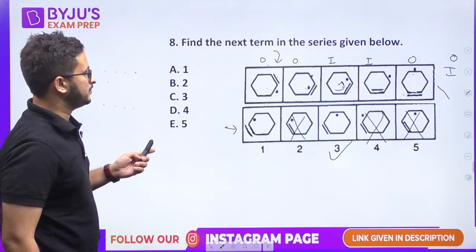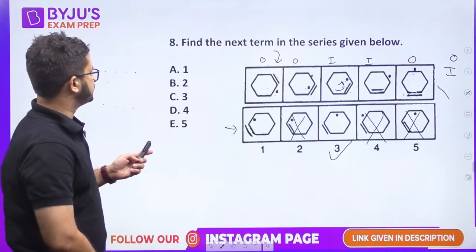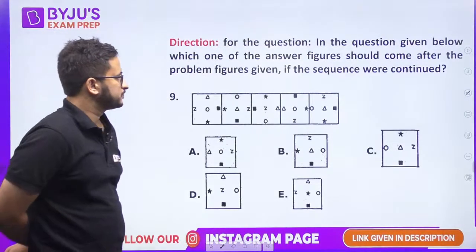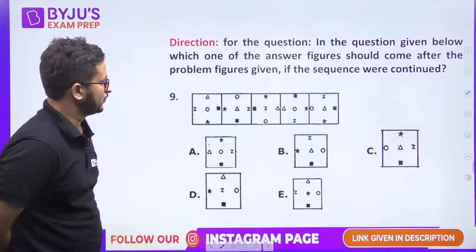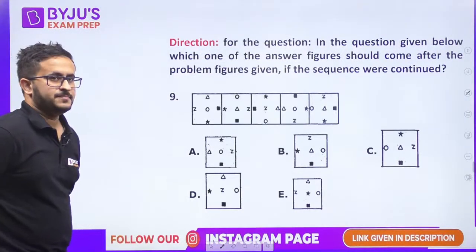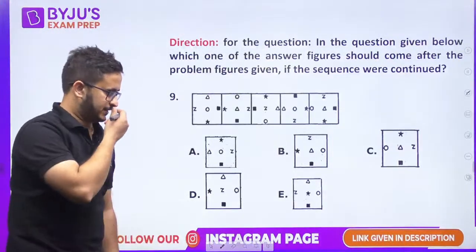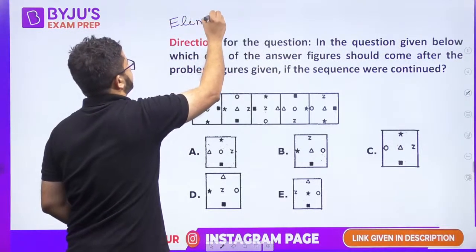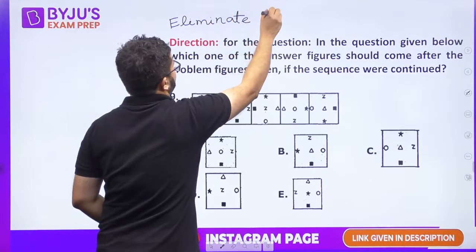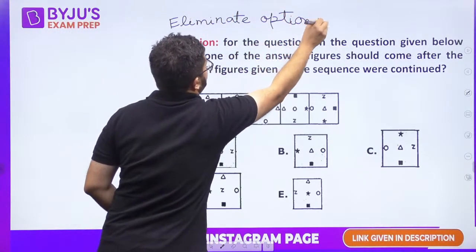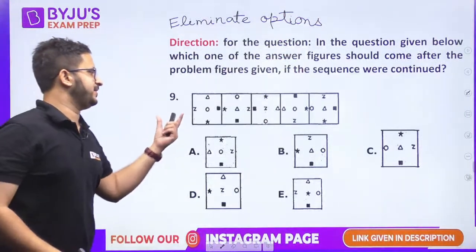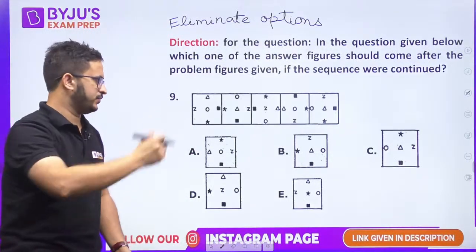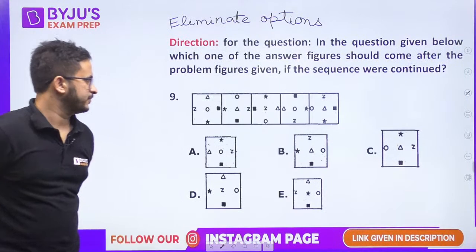All right, so let's see the next one. Now it has multiple elements, right? If there are 4 or 5 elements, the best way is to eliminate options. There is no need to make a diagram. Check for one of the elements, like look at the star or look at the square, anything, and from its movement you need to eliminate some of the options.